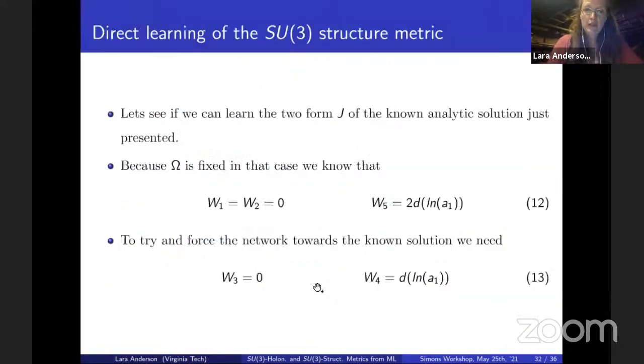So let's see if we can learn the two-form for that known analytic solution. Omega is fixed by the algebraic form of, in this case, the quintic threefold that we're going to put this SU(3) structure on. In this case, we know that W1 and W2 equal 0, and W5 is 2 times ln A1. So to try and force the network towards the known solution, we need to demand that W3 is 0 and W4 is of this form.